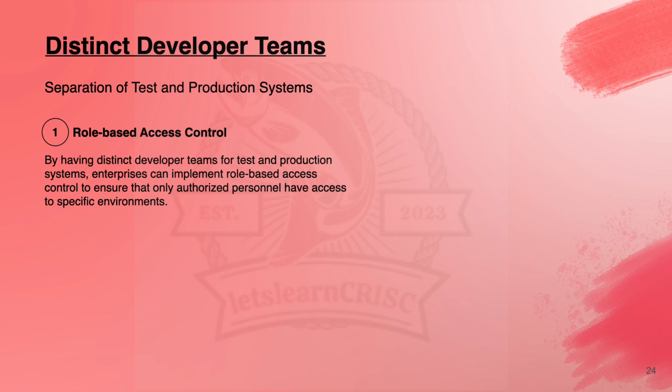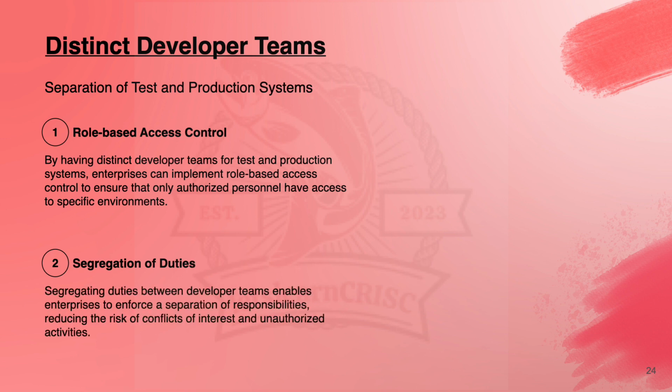Similarly, role-based access control restricts access based on the person's role, limiting them to the environment relevant to their responsibilities, right? Next is about the segregation of duties. Friends, segregation of duties means dividing the tasks and responsibilities among different developer teams, right? This helps to enable a separation of responsibilities, reducing the risk of conflict of interest and unauthorized activities, right? Let us understand: consider a bank where one team handles customer transactions and another team manages the financial reporting. So segregation of duties ensures that no single team has complete control over both areas, thus minimizing the risk of fraud or errors.